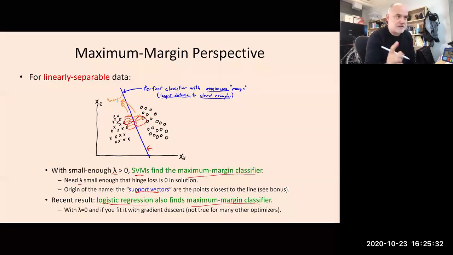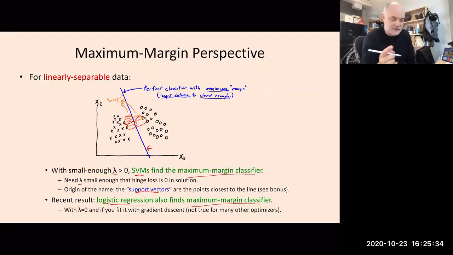However, in the logistic regression case, the proof and the result is a very strange one, which is to say that in logistic regression, you will only find the max margin if you have no regularization, and more to the point, you can only fit it using gradient descent, and that's a really, really weird result. But it's recent and cool.